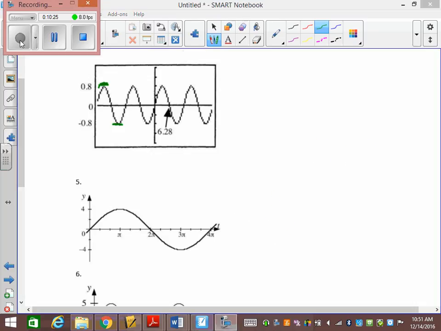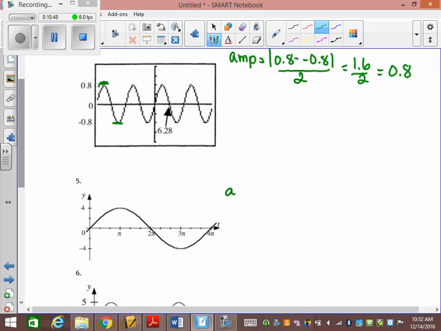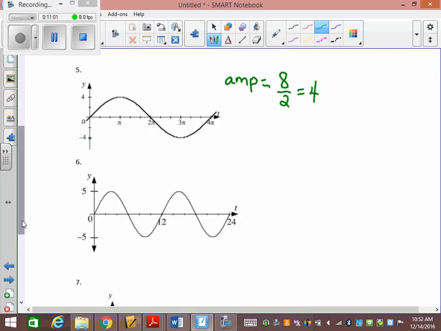All right. So this one, your amplitude is going to be 0.8 minus negative 0.8, divided by 2, which is 1.6 divided by 2, which is 0.8. Or you could say, hey, 0.8 to negative 0.8 is 1.6, divided by 2 is 0.8. Same answer. This amplitude is going to be negative 4 to 4. How much is that a distance of? 8. Divided by 2 is 4. Next, we're going from negative 5 to 5, which is a distance of 10, divided by 2, which is 5.